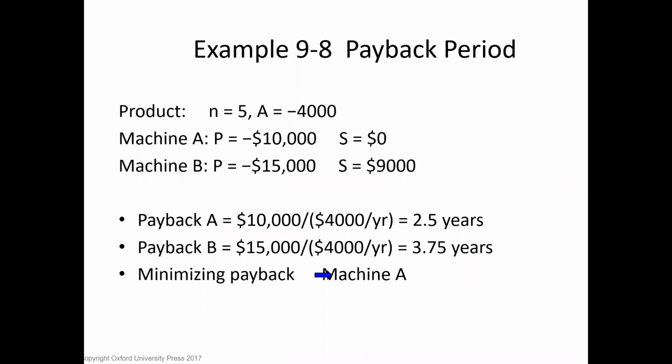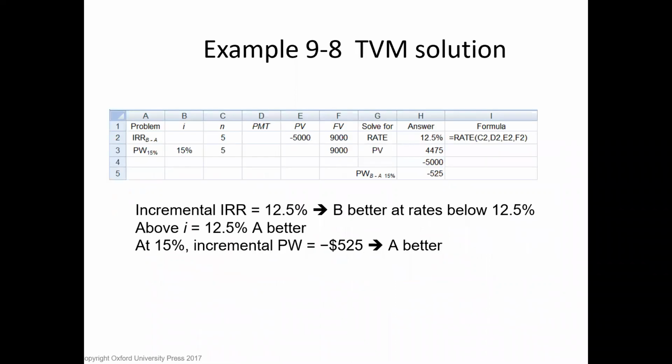Here's another example. Pretty straightforward. Machine A provides the shortest payback period. I would encourage you to try this. Pause the video and try this for yourself. Here's a solution using a spreadsheet, using incremental present worth. We use the rate formula. We use the difference between one over the other.